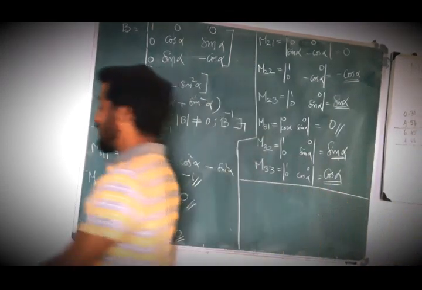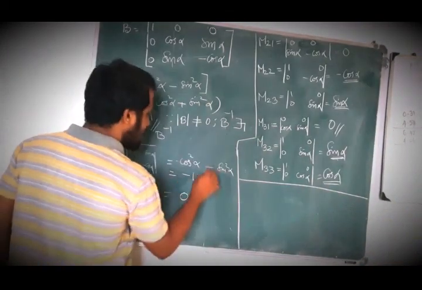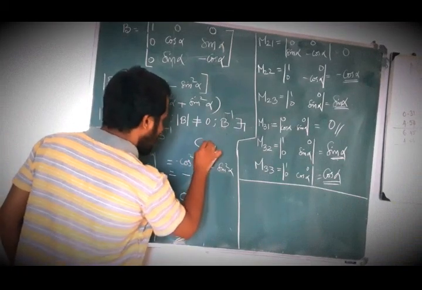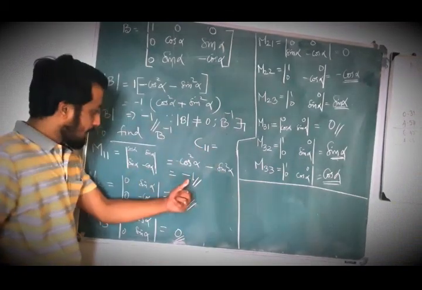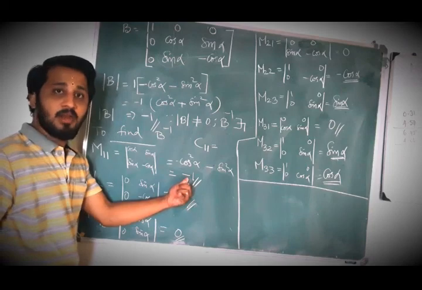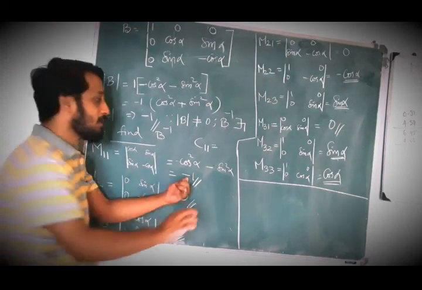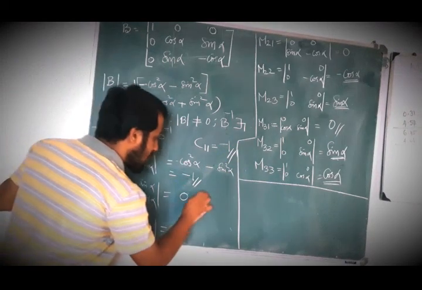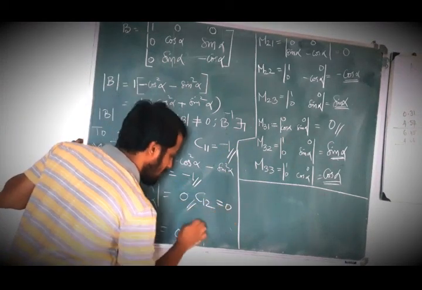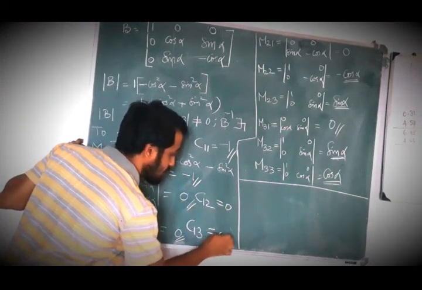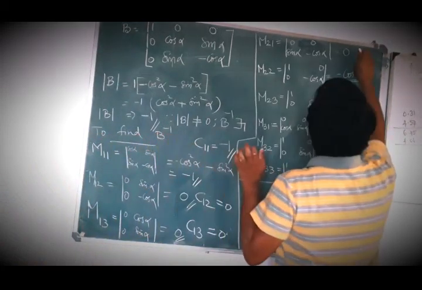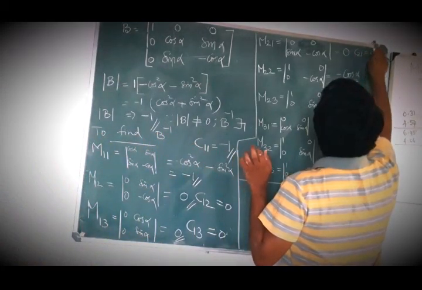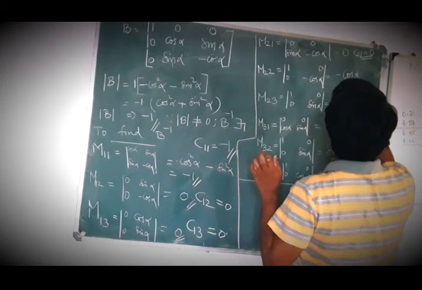According to this, you have to find out C11, C12. What is C11? C11 is again minus 1. It is an even position, so the minor will be the same as the cofactor. That is nothing but minus 1. What about C12? It is nothing but 0. C13 is also 0. What about C21? C21 is also 0.